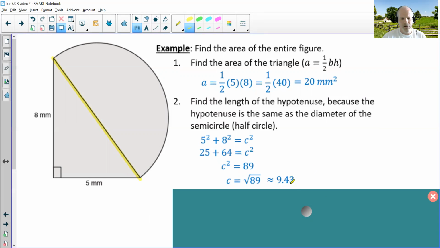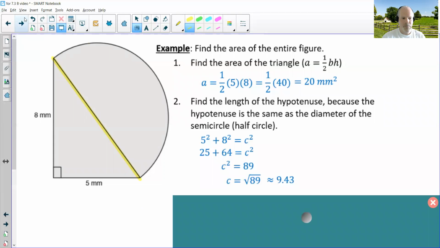I could have just put 9.4, but for some reason I put 2 decimal places on this one. But that means that the diameter of this semicircle is 9.43. So remember, I need the radius, so I'm going to have to take half of this number in order to find the radius in the next step.